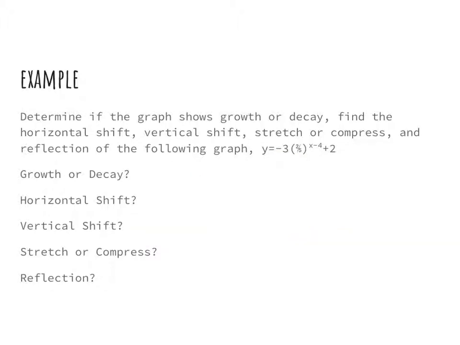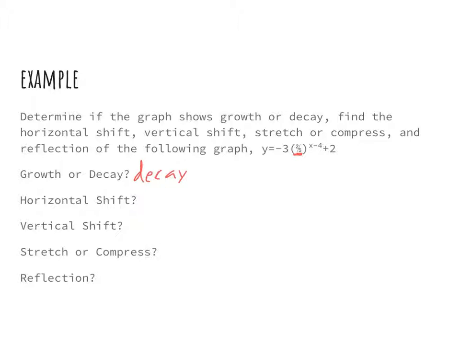Our next example, we've got y is equal to negative 3 times 2/5 raised to the x minus 4 plus 2. So again, growth or decay, we look inside the parentheses at our base. It's a 2/5. 2/5 is between 0 and 1. That makes this a decay function.